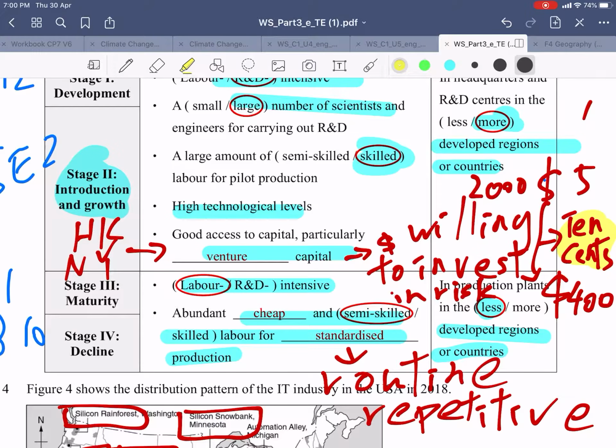So this kind is regarded as venture capital, and mostly we can find it in Hong Kong or New York or London, these kinds of large stock listing cities.